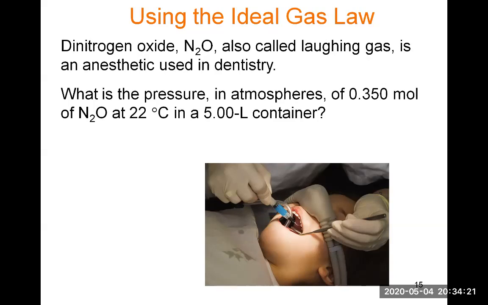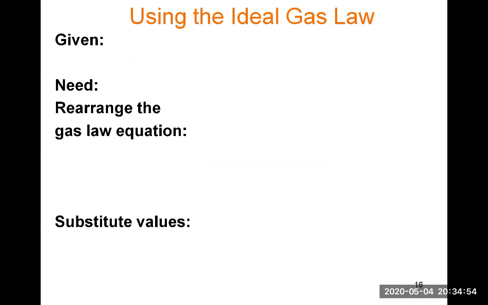Hopefully you recognize that the first number here, 0.350 moles, is n, your number of moles. 22 degrees Celsius is your temperature in degrees Celsius. So if we want to use the ideal gas law, we will need to change that to Kelvin. And then the 5.00 liters is the volume in units of liters. So let's move to this slide that summarizes what is given. We have the volume, 5.00 liters, the number of moles, and the temperature.